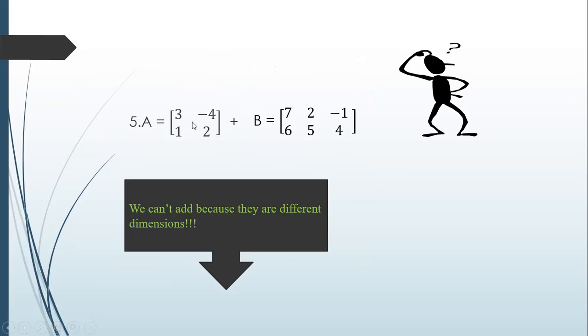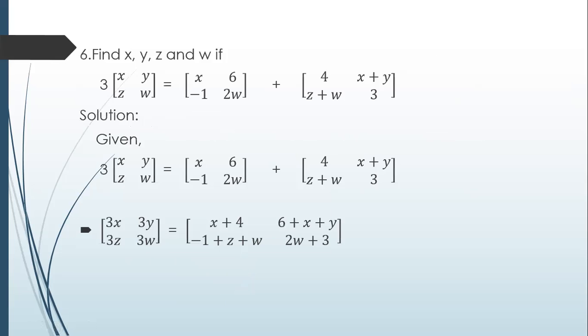Then problem 5. Here A equals [3, -4, 1, 2] and B equals [3, 7, 2, -1, 6, 4]. Find A plus B. We want to find A plus B, but this is not possible because we can't add matrices of different dimensions. Here A is 2 by 2 and B is 2 by 3. We can't add because they are not of the same order.